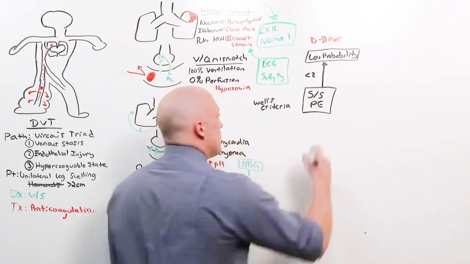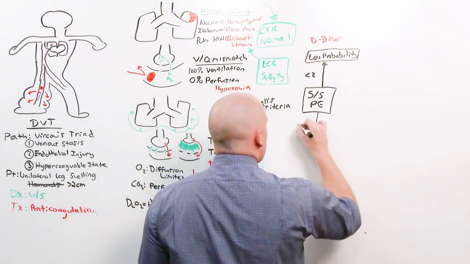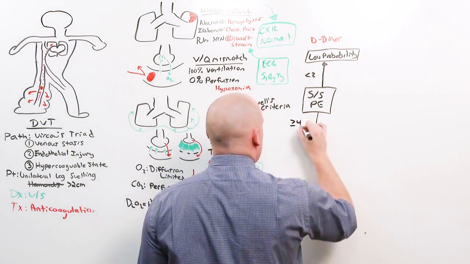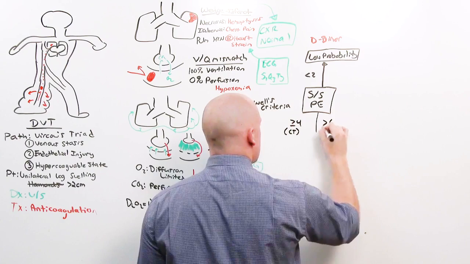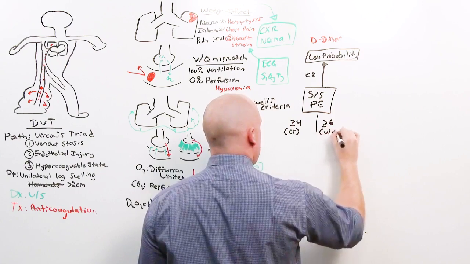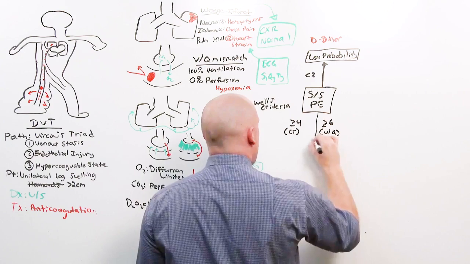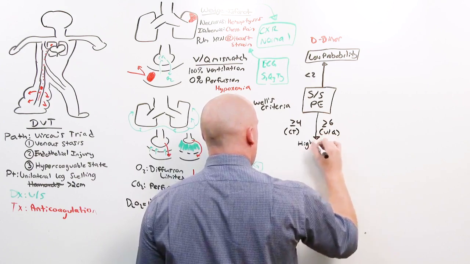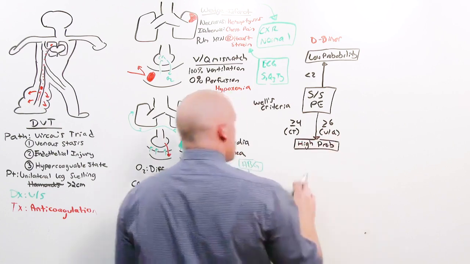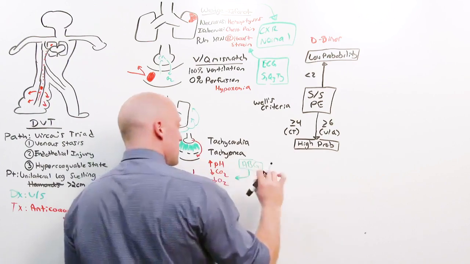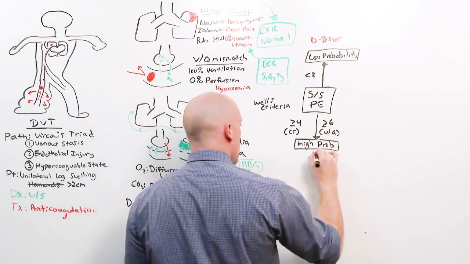If, on the other hand, the probability is high, and that's greater than or equal to 4 when you're considering a CT scan, or greater than 6 when you're considering a VQ scan, then you have a high pretest probability. If that probability is high, you want to definitively diagnose it. And there's 2 ways to do that.